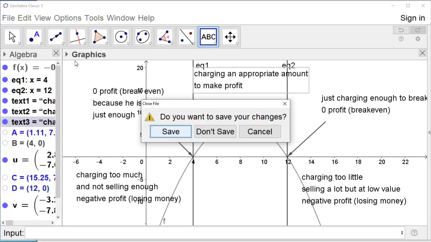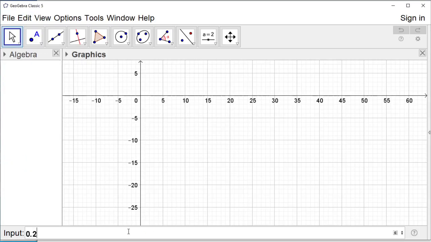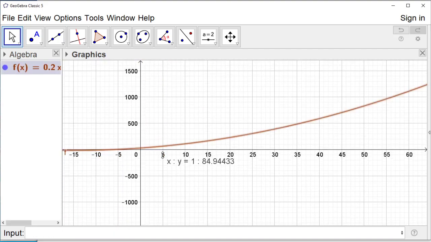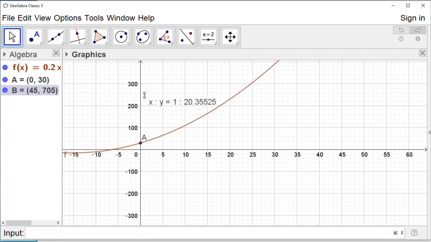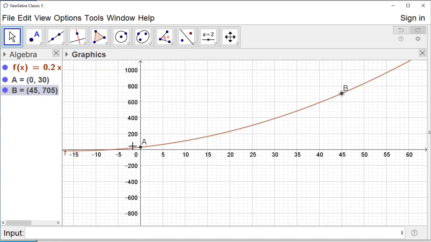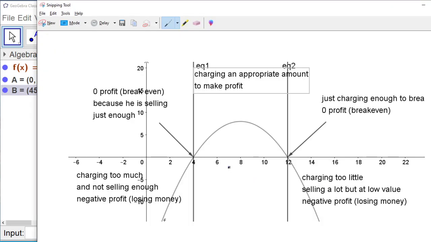So 0.2x squared plus 6x plus 30. Okay, so this is our model. Again, if you look at the point 0, f of 0, that's the 30. 45 years later, we have 45 and f of 45. And that one is 705. Okay, so there it is. So the population of this region is growing, growing, growing. And 45 years later, it reaches this number of 705.